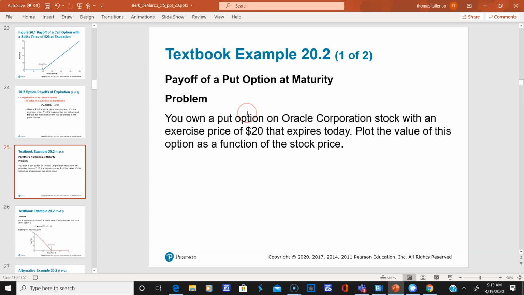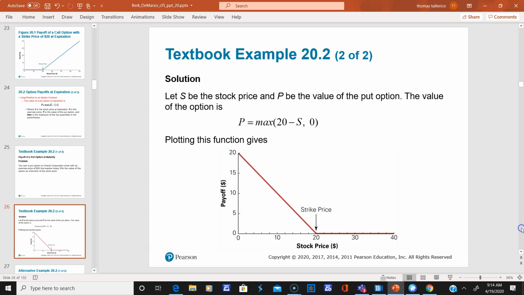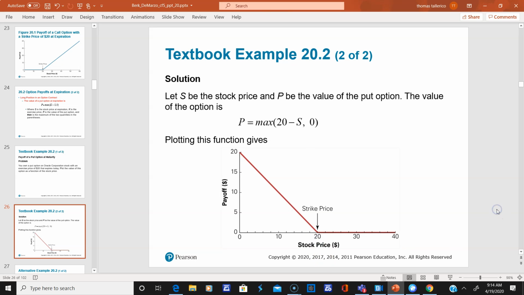So here's an example, I guess for Oracle, and the strike price is $20 and it expires today. And you could plot this, they want you to plot this, which is quite simple, as a function of the stock price. And again, here's the put, here's the strike price. As the stock goes down, you make money, right? And as the stock goes up, now remember it's a put, so you don't want to lose money. So you get nothing. This is the payoff. And again, the profit would have a negative portion here because you had to pay a premium for this. All right.